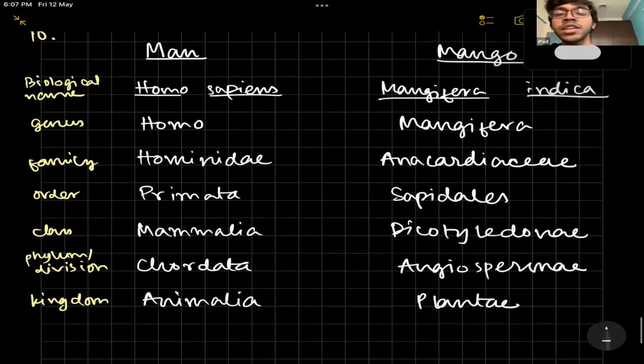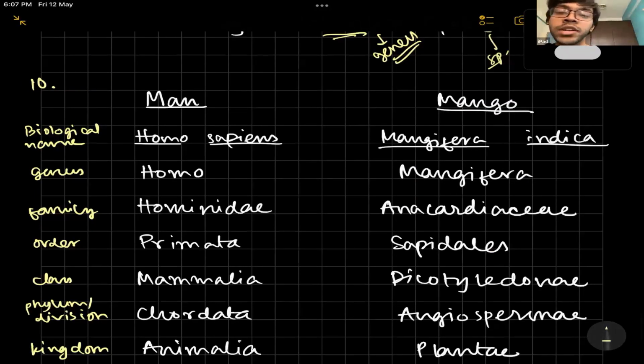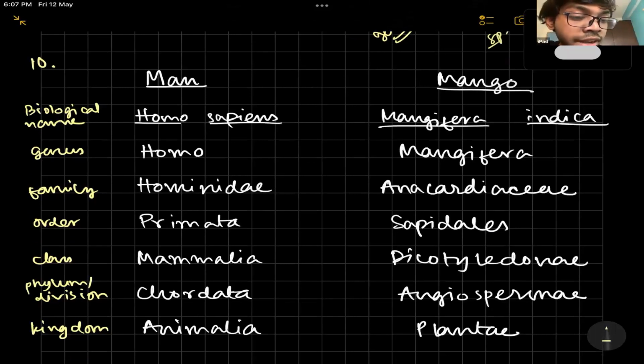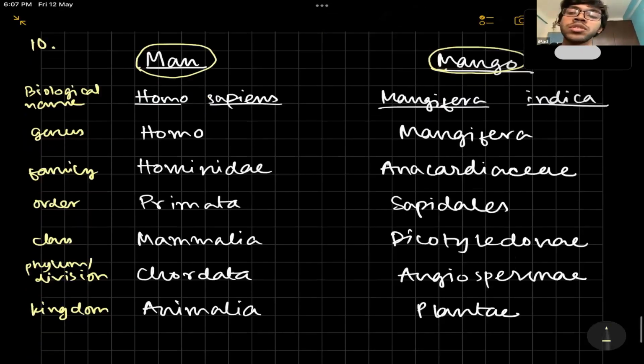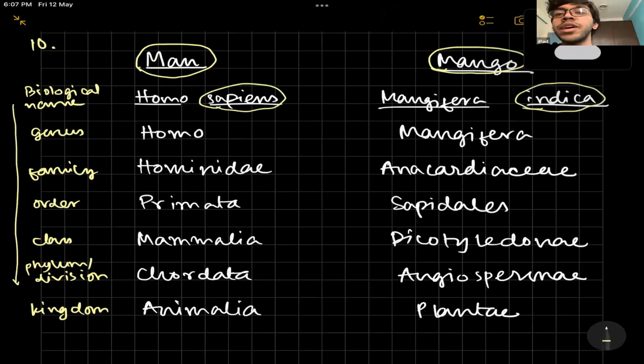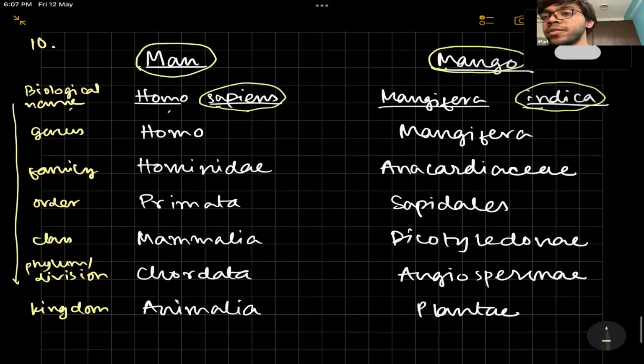Now coming to the last question. It is really simple. It's actually given in the NCERT chart, so you can follow that too. It says: illustrate the taxonomical hierarchy of an animal and a plant. For animal, I have chosen the example of human, and for a plant, I have chosen the example of mango. If we follow along the taxonomic hierarchy, the human species is sapiens, and the mango species is indica. Their biological names are Homo sapiens and Mangifera indica. The genus of human is Homo, and the genus of mango is Mangifera.